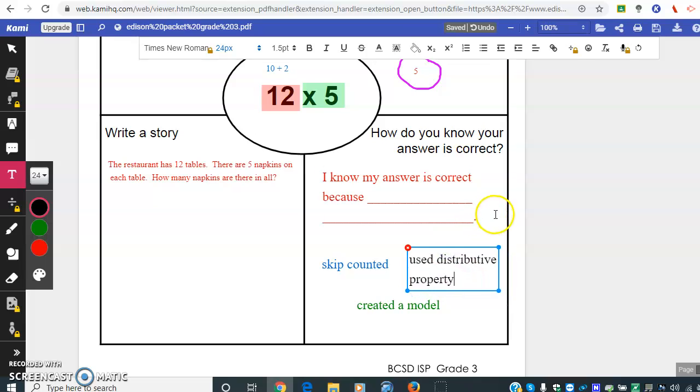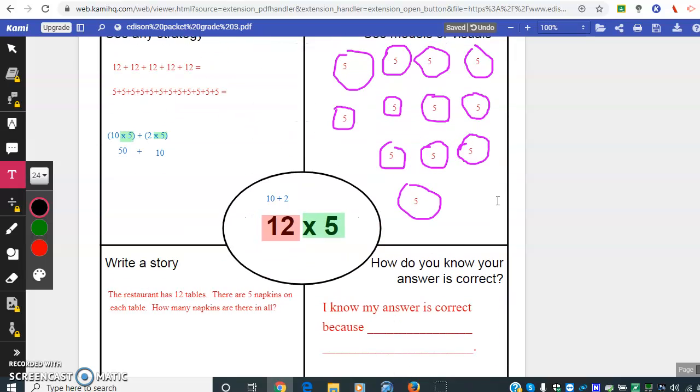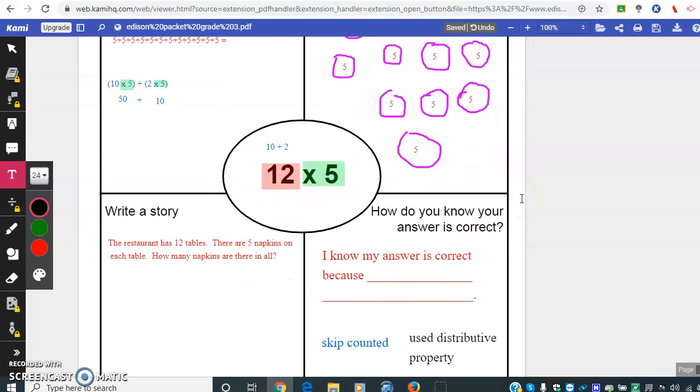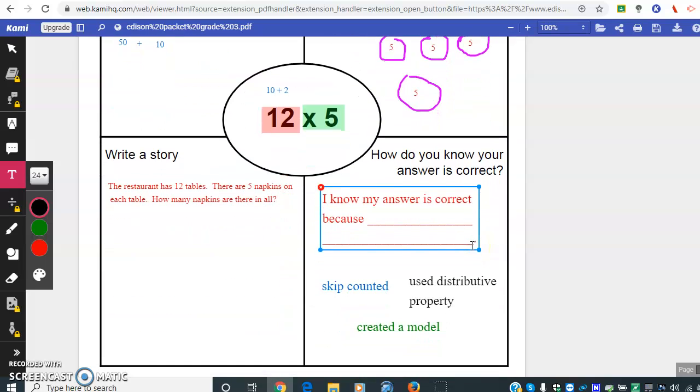If I were going to write my sentence, it would sound something like this. I know my answer is correct because I skip counted by fives 12 times. And I made a model of 12 groups of 5. That's one way to do it. Another way to say it would be, I know my answer is correct because I used the distributive property and I made a model of 12 groups of 5. Something like that. See if you can't figure out your own sentence here.